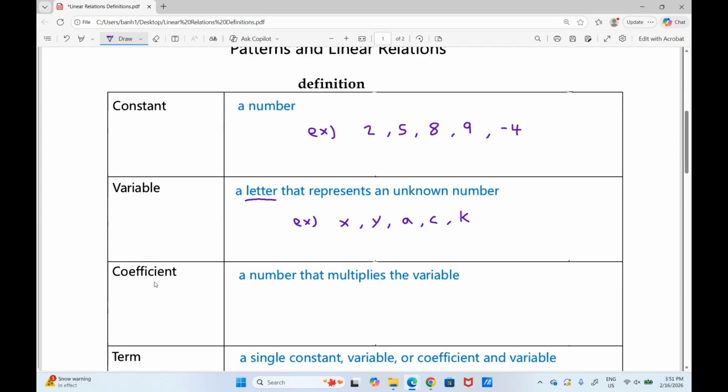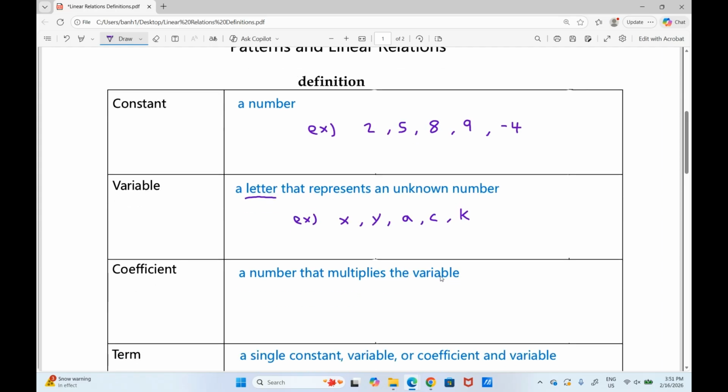A coefficient is a number that multiplies the variable. So an example of one could be 2 or 6 or maybe like 10, right? If it's a number that multiplies a variable, how I can write it would be 2 times, and let's say I let the variable be x, 2 times x. However, to make this more simple, we can just write this as 2x.